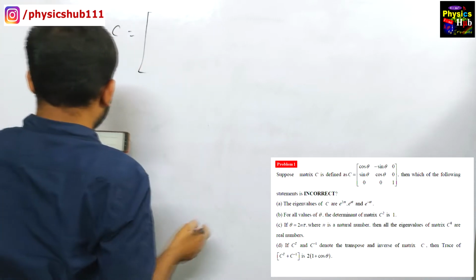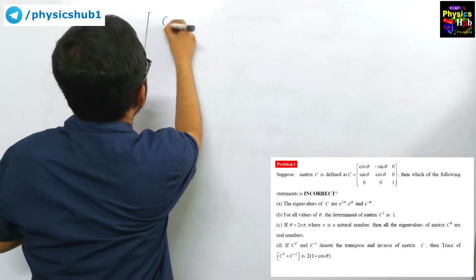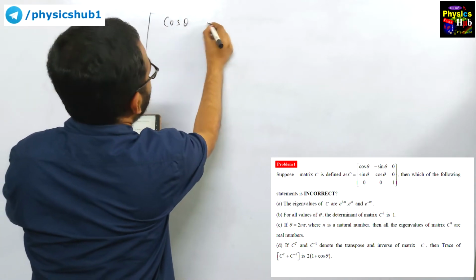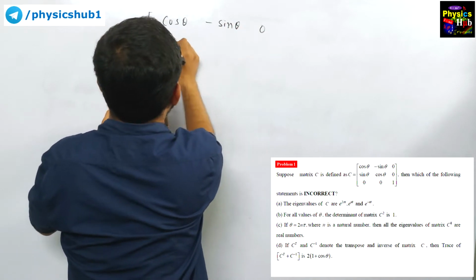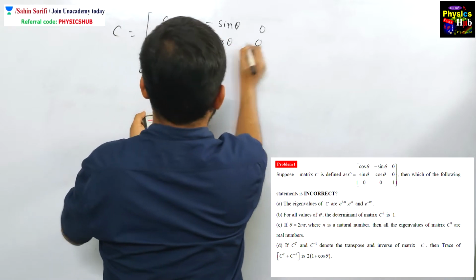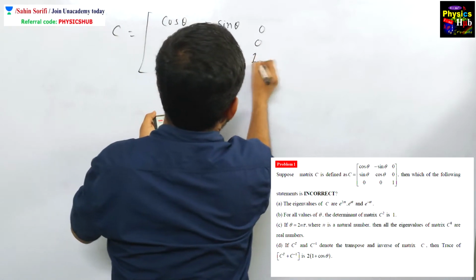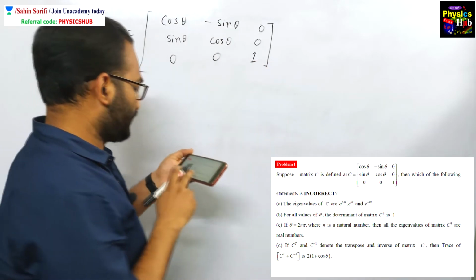okay, I will just give you the hint and I will also share the answer key. Okay, cos theta, and then you can easily try to do it by yourself. 0 sin theta cos theta 0 0 0 1. So this is the matrix given to you. Then which of the following statements is incorrect?